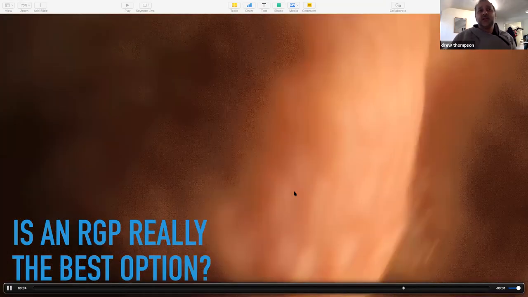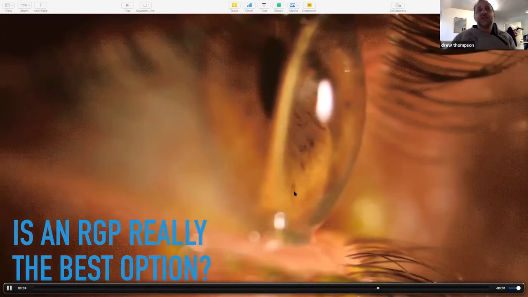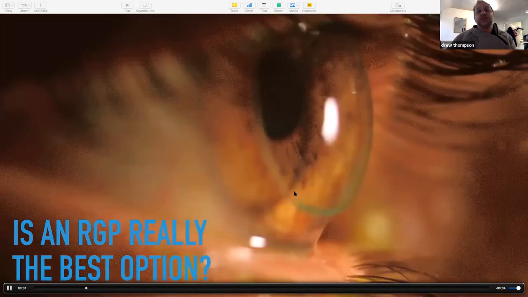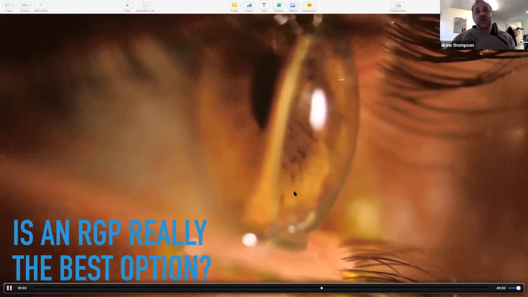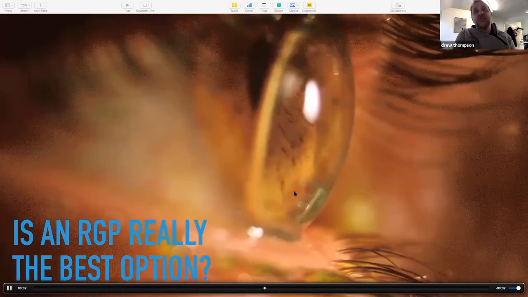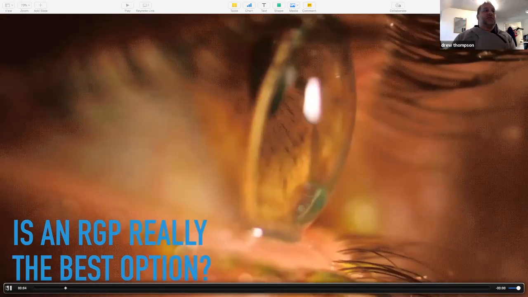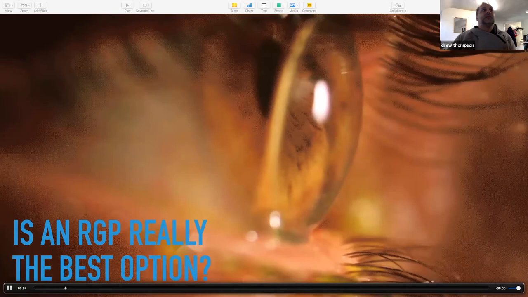So it's quite obvious that these lenses quite often have a poor fit. And that might not be the fitter's fault originally. There may have been a problem with the fitting of the lens, or it may well be that this lens is very old, the cornea has changed in shape, or even the lens has changed the corneal shape during wear.